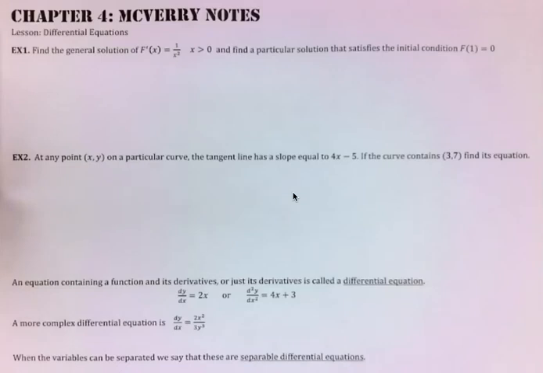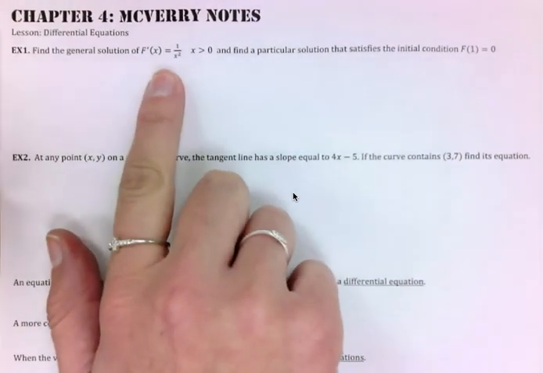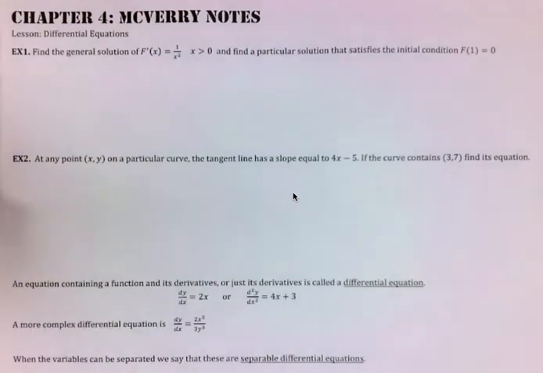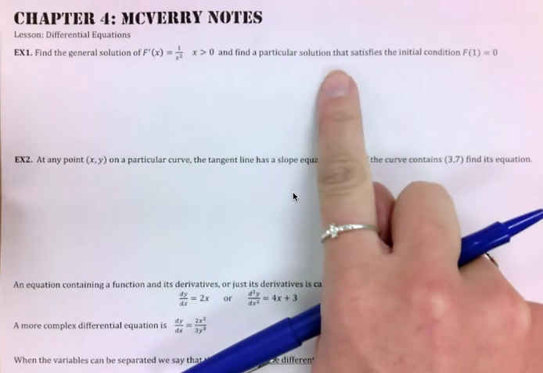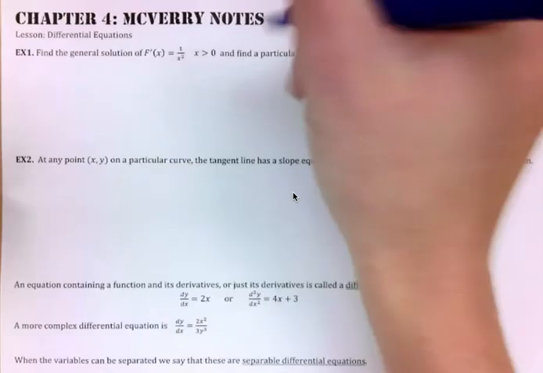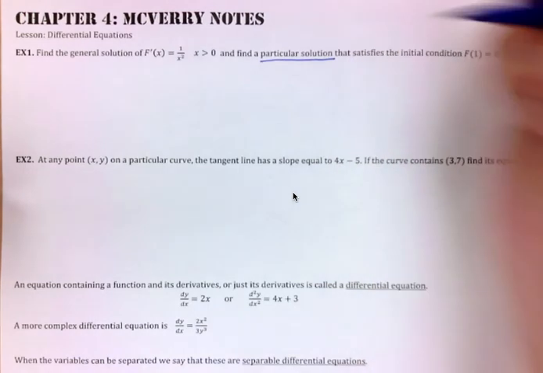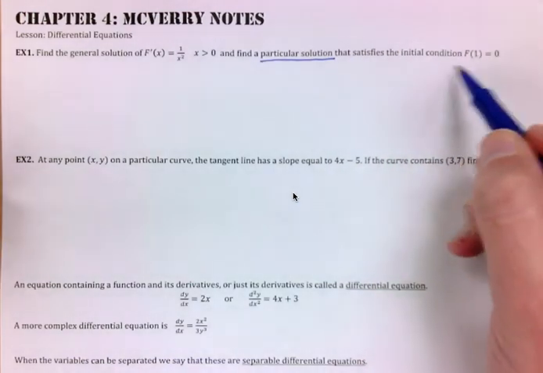Alright, so this is your lesson on differential equations. We're going to start with finding the general solution of F prime of x equals 1 over x squared. Whenever we see that prime symbol, that is taking the derivative. We want to find the particular solution of F, just big F, that satisfies that initial condition.